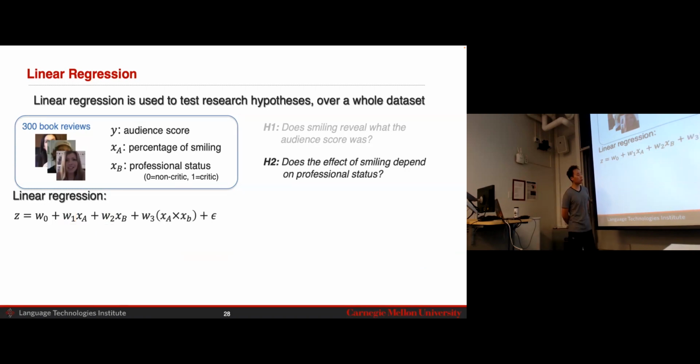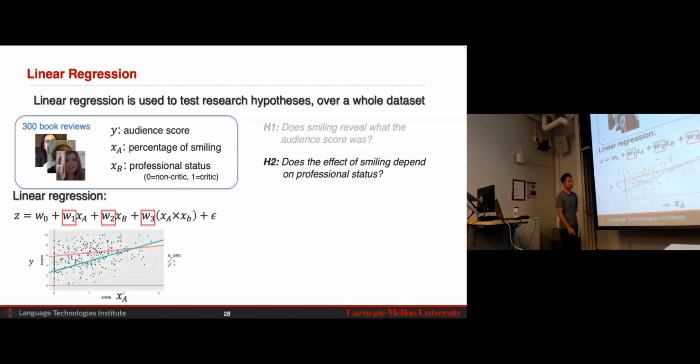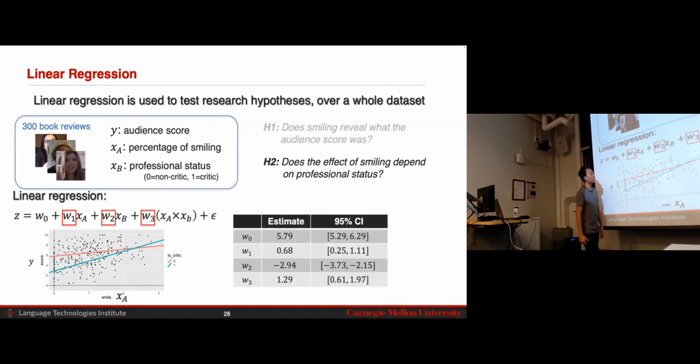So what happens when we use a multiplicative model that has both additive terms, linear terms, XA and XB, and also a multiplicative term that takes into account XA and XB together? You can plot this and see something like this, right? There's a nonlinear relationship between XA and XB, in which case the two curves may not be parallel anymore. And what this curve is saying is that when this person is a critic, so when the blue line is above the red line, when they smile more, they give higher scores than if they were not a critic.